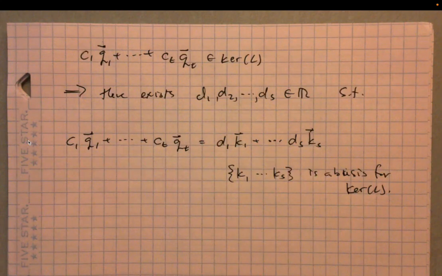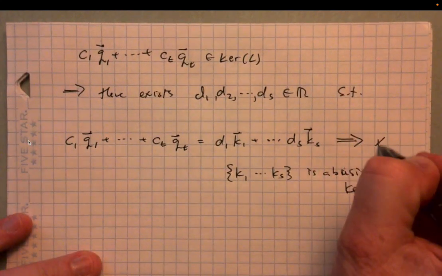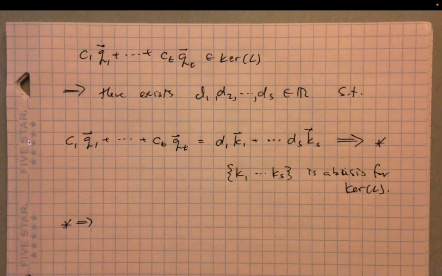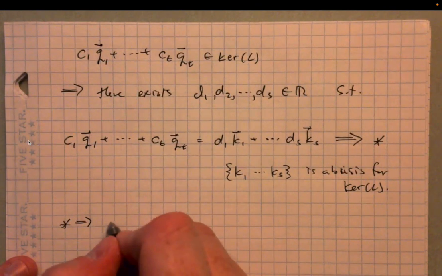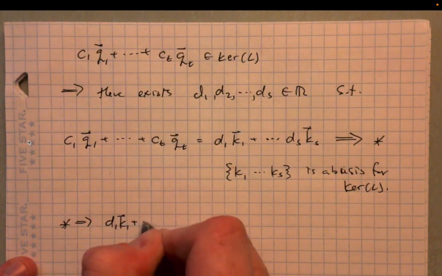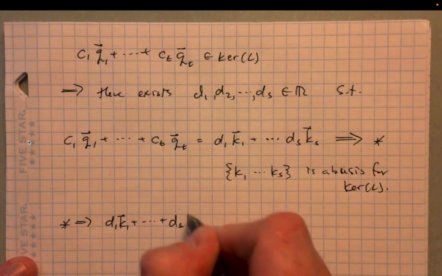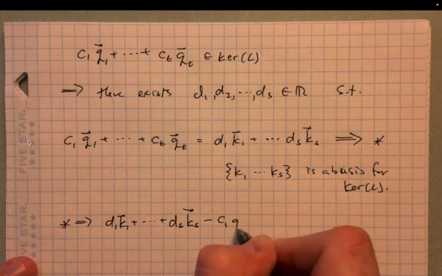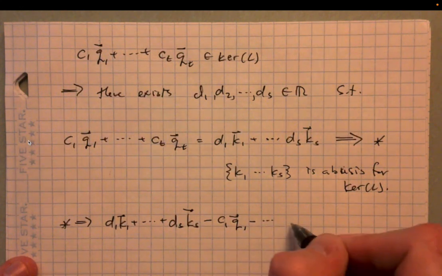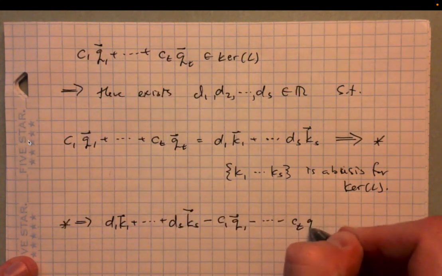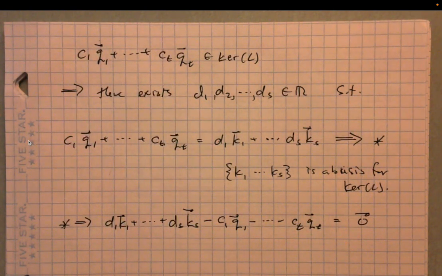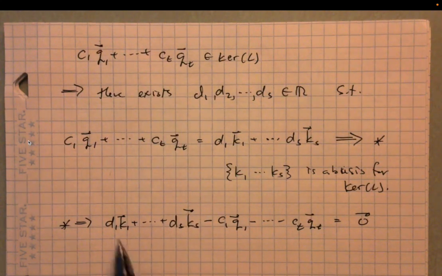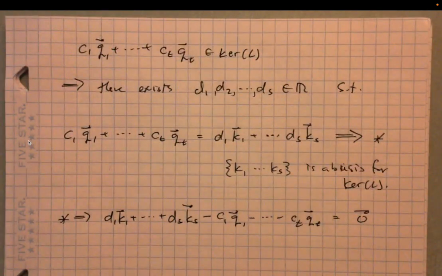Okay, and then what does this mean? Well, basically we can subtract off all of the C terms and bring them to the other side. So we could have D1 K1 plus dot dot dot plus DS KS minus C1 Q1 minus dot dot dot minus this guy CT QT. That would all equal the 0 vector, wouldn't it? Okay, but what's going on here? What are we doing here? So this whole linear combination must be in the kernel as well, right?